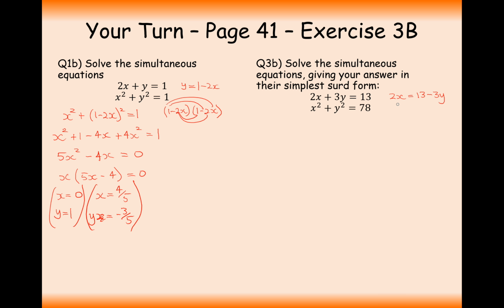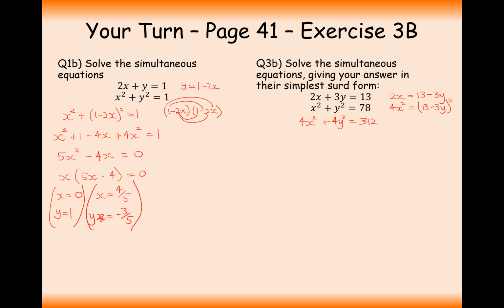And what I'll probably do next is I can either divide by 2, but that would create some tricky fractions. What I'll do next is I'll square both sides, so I'll get 4x squared equals 13 minus 3y squared. So I've squared both sides of this equation here. So what I'll do is I'll times this equation here through by 4, so that I can then substitute straight in what 4x squared is. So here I'm going to get 4x squared plus 4y squared, and grabbing my calculator to work out what 4 times 78 is. 4 times 78 equals 312.